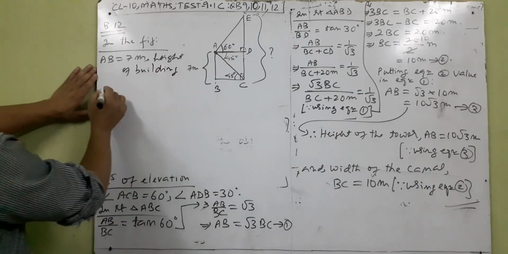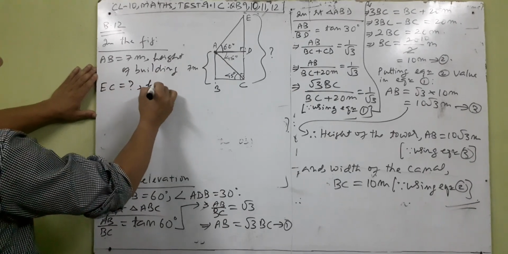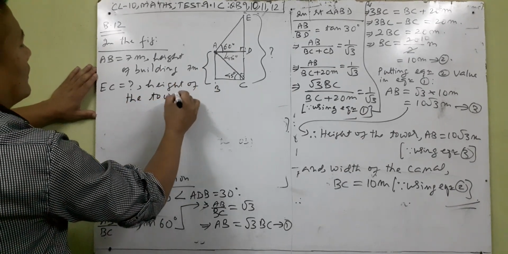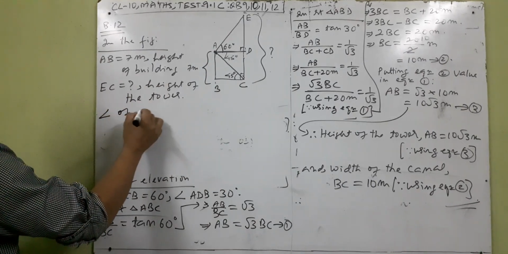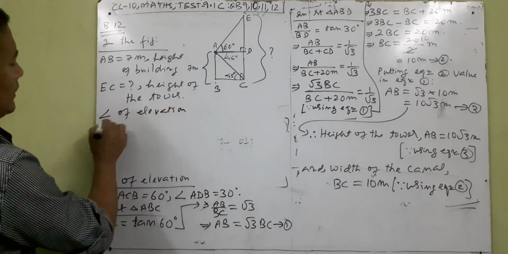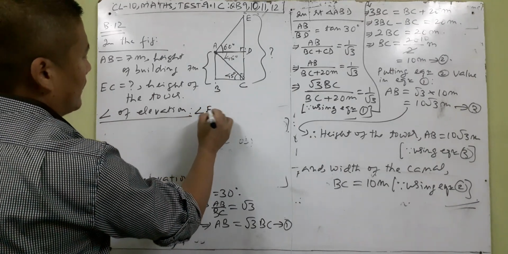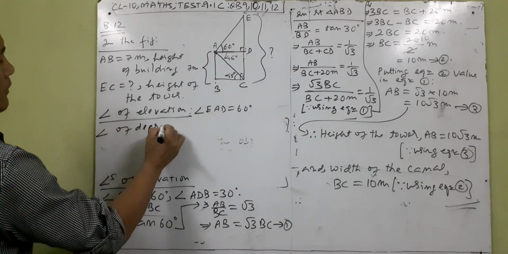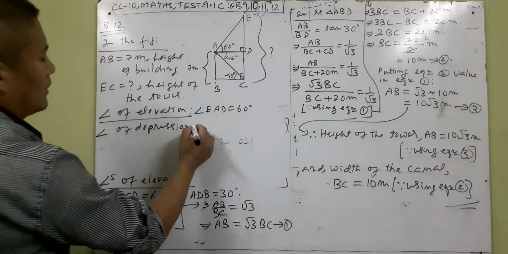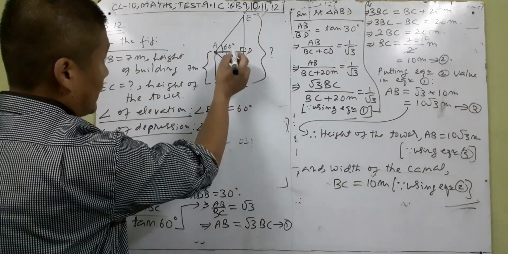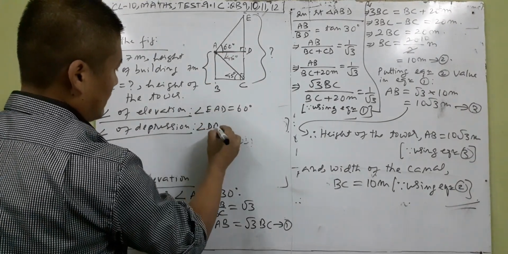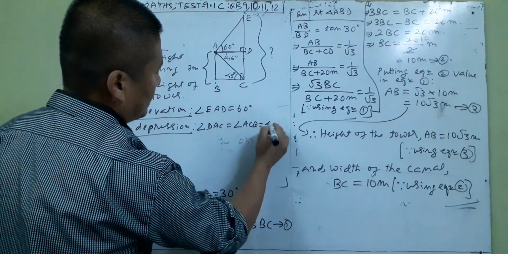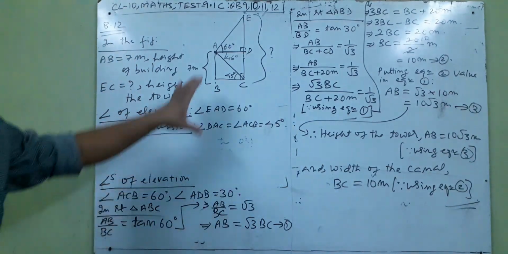Then what is not known, and what the question is asking, is EC, the height of the cable tower. We can just write it in short as tower if you like. The angle of elevation is angle EAD, 60 degrees. And the angle of depression, when you look at the bottom or foot of the tower, is angle DAC, which is equal to angle ACB, alternate angles. So they are both equal to 45 degrees. With this information, we have to find this.